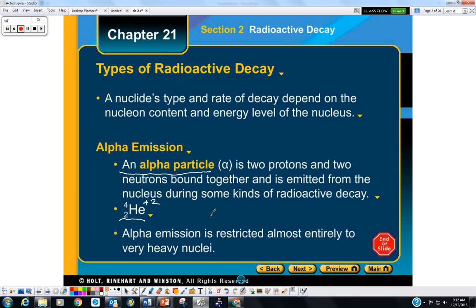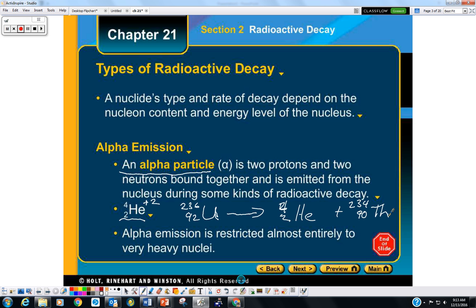So we could see it something like this. Uranium-236, and that's going to be 92. It decays into a helium or an alpha particle. That should be a 4, 2, He, plus thorium-234, and that's going to be 90.